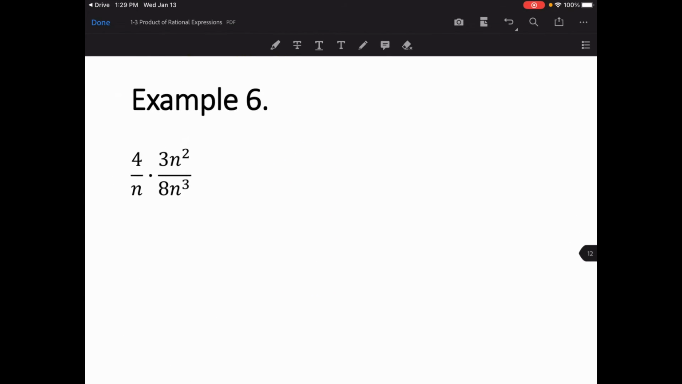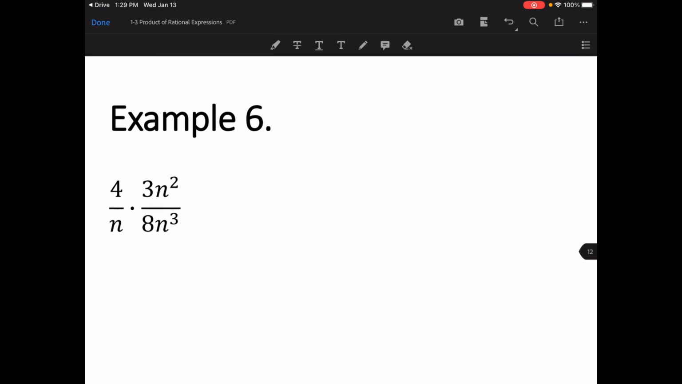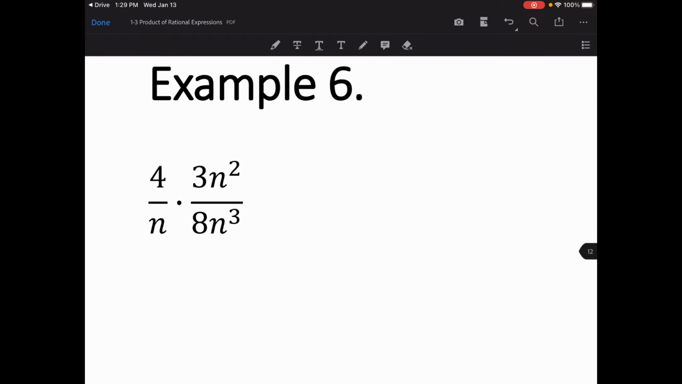Alright, example 6. I have 4 over n times 3n squared over 8n. This time, instead of multiplying and then simplifying, I'm going to see if I can simplify first. Is there anything that I can go ahead and simplify? If I look at my numbers, 4 and 8 are even numbers, and as we know, we can simplify this: 4 divided by 4 is 1, 8 divided by 4 is 2. Then I have 3 here, and I cannot reduce that with any other number, so I'm going to leave it as that.